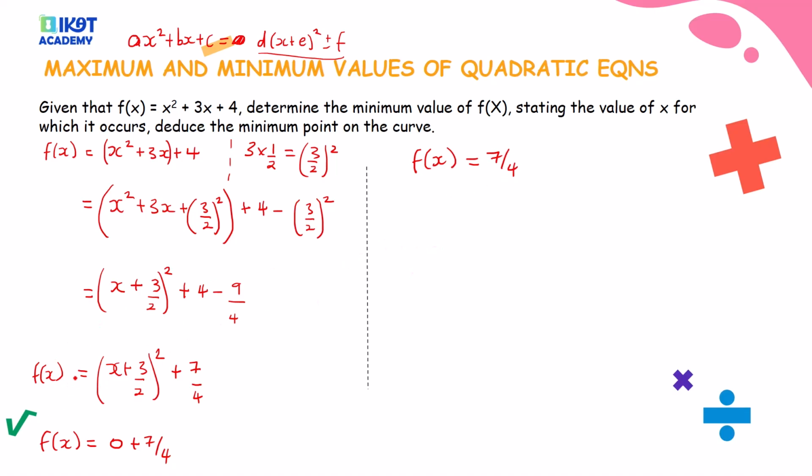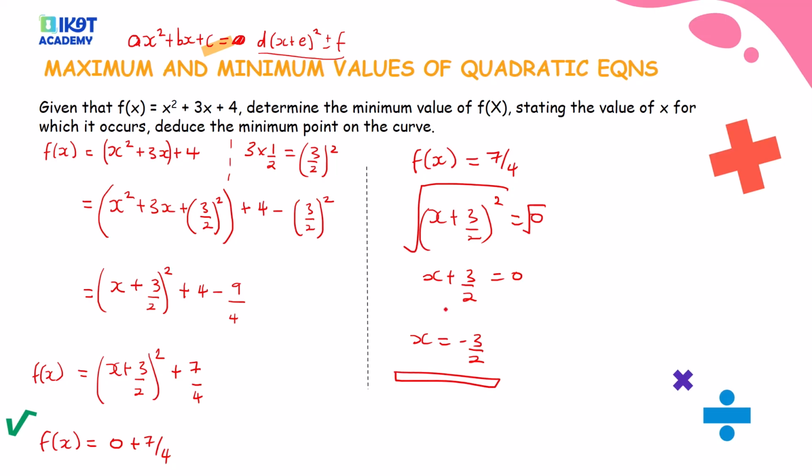So for the maximum or minimum value, this is equal to 0. So x plus 3 over 2 squared is 0. We take the square root on both sides, so x plus 3 over 2 is equal to 0. x is equal to negative 3 over 2. So that's the value of x for which it occurs.